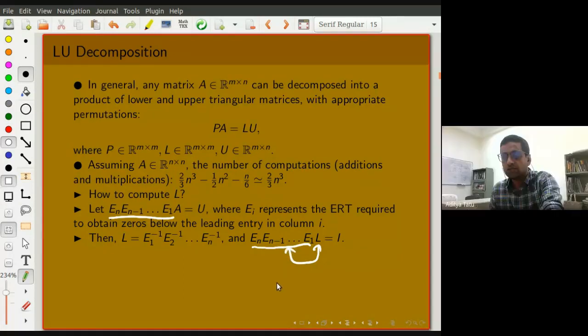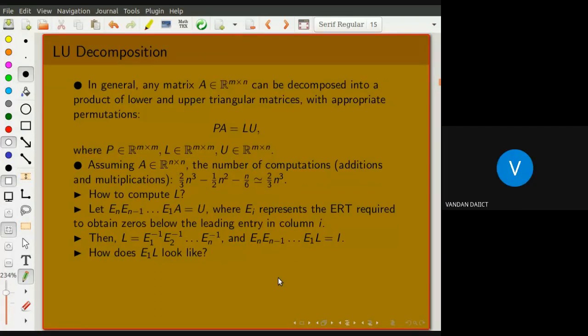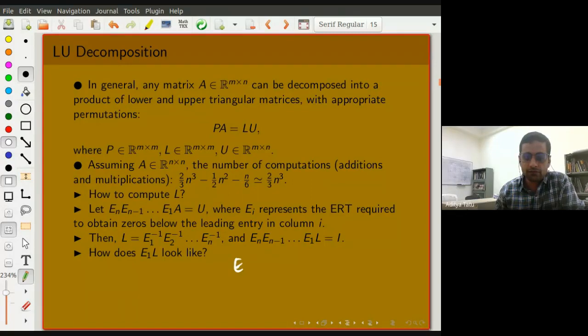So now, what does the matrix E1 into L look like? Assume L is n by n, E1 of course is also n by n, and E1 does something specific: it brings as many zeros as required in column 1 of the matrix A. What does the same E1 do to L? It will also bring zeros to the first column of L below the leading entry. So then the first column of the matrix L should look like this. These are all zeros, and everything else we don't care.